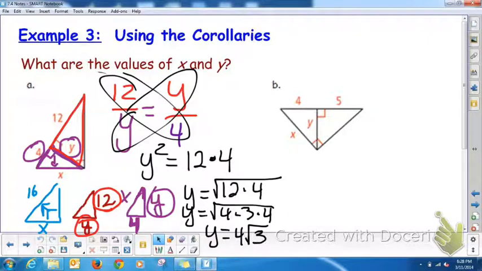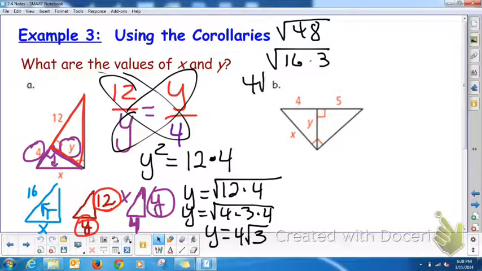Or if you had the square root of 48, you know the factors of 48, I could have said that that's 16 times 3. And then the square root of 16 is 4, and that'll leave me 3 behind. Either way, y is 4 square root of 3, and we already solved that x is 8. So x is 8, and y is 4 square root of 3. You try the next one. See if you can figure it out.